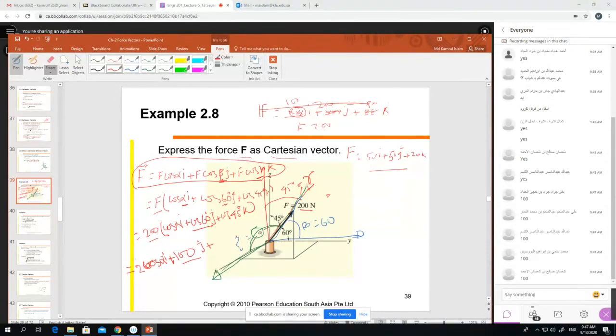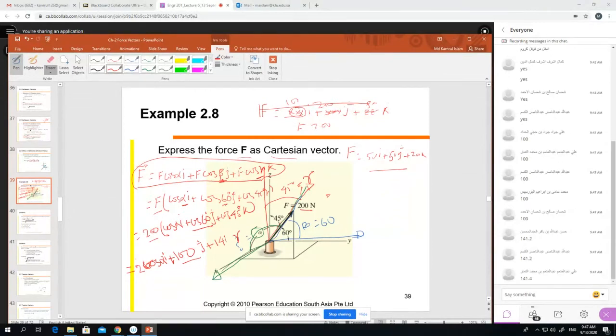And for here, gamma, how much is gamma? 141.2. Another answer, 141.2. Okay, so 141.4 or something. 141.4. This is the answer, right? Okay, our answer is done.